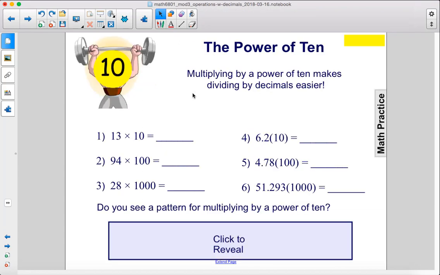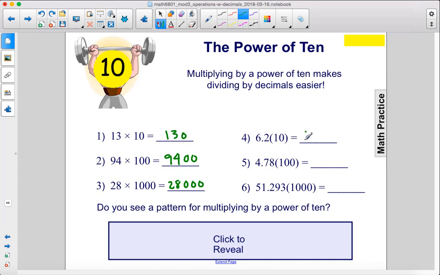Multiplying by a power of 10 makes dividing by decimals easier. Alright, so we have 13 times 10, and that just makes it 130. 94 times 100, well, you add 2 zeros on the end. 28 times 1,000, you take 28 and you add 3 zeros. Over here, all you do is move the decimal to the right once. And here we move the decimal to the right twice. And here we move the decimal to the right 3 times.